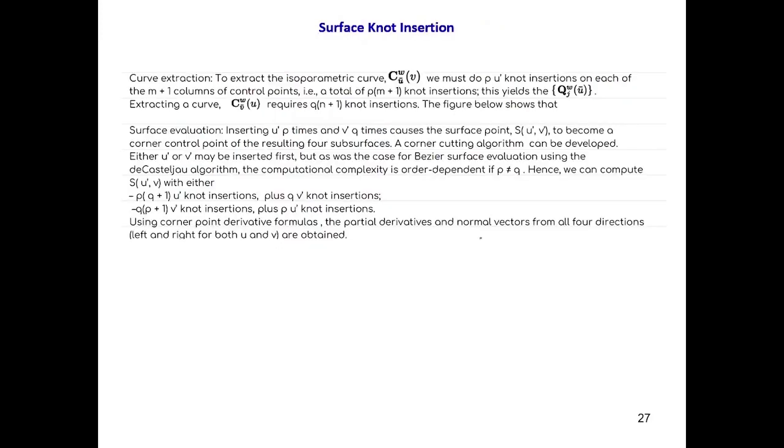We next go to curve extraction. To extract the isoparametric curve, we must do u-knot insertions on each of the n plus 1 columns of control points. So that is a total of p times (n plus 1) knot insertions. This will give us a Q, and extracting a curve requires q times (n plus 1) knot insertions. This figure will show us that.